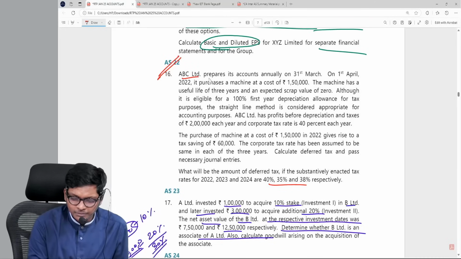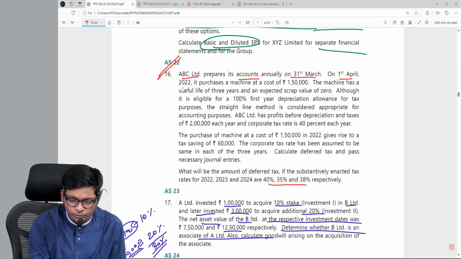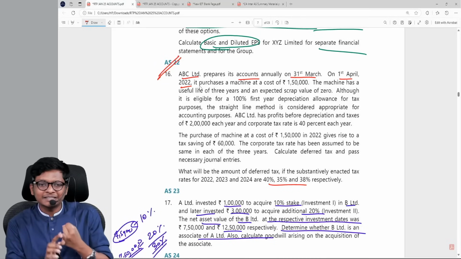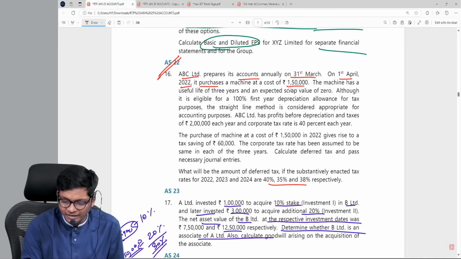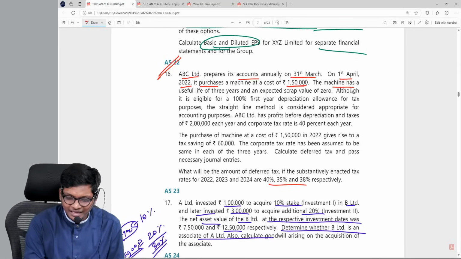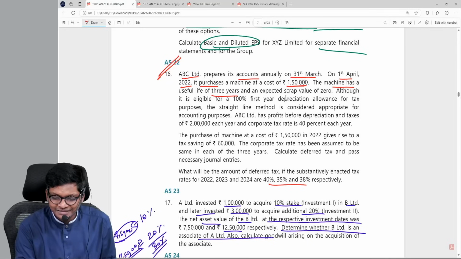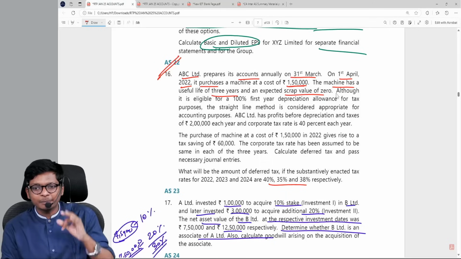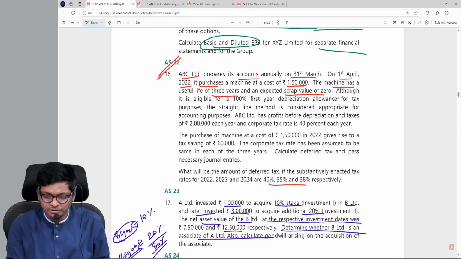ABC Limited prepares its accounts annually on 31st March. On 1st April 2022, it purchases a machine at a cost of 1 lakh 50. So we have 3 years: 2022 is the first year, 23 is the second year, 24 is the third year. The machine has a useful life of 3 years, and scrap value of 0. That means with the straight line method, 1 lakh 50 divided by 3, it will be 50,000 in each of these years.